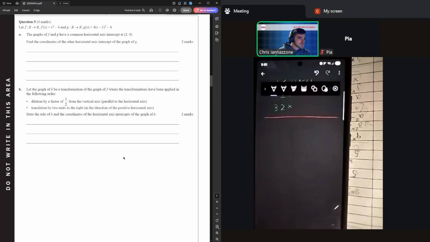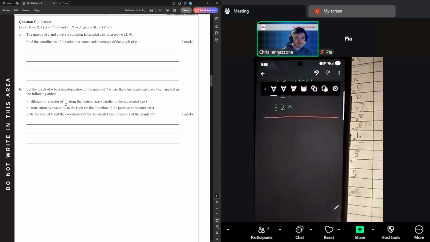Two quadratics share an axis intercept. Find the other axis or x-axis intercept of G. Strangely worded, but yeah, it's a strangely worded question.